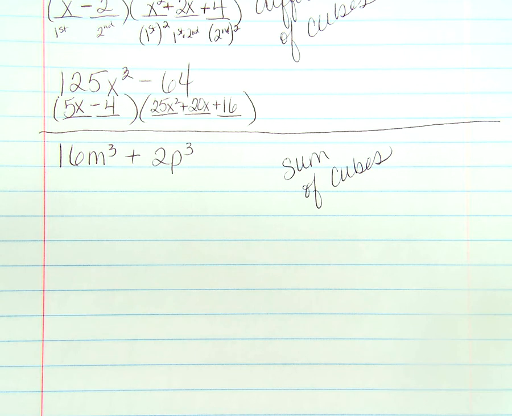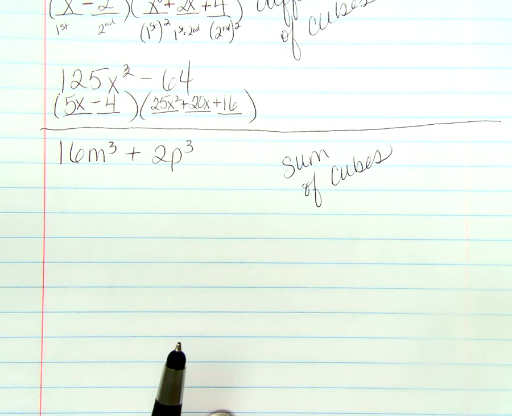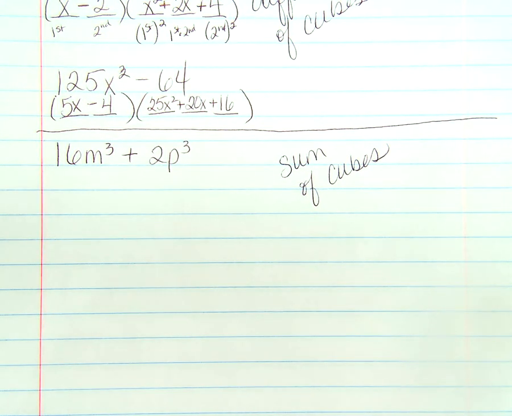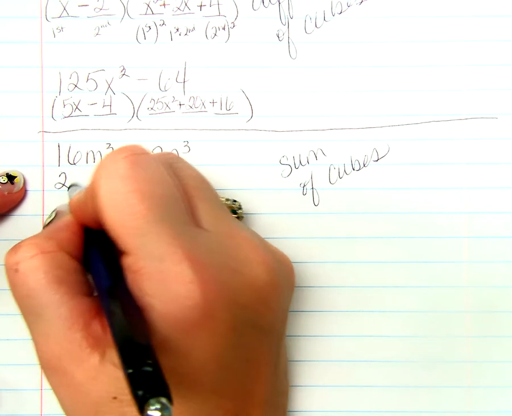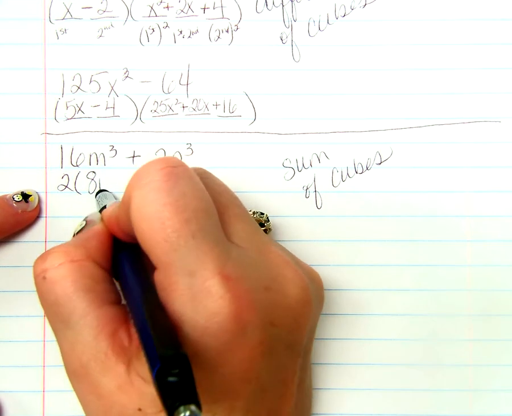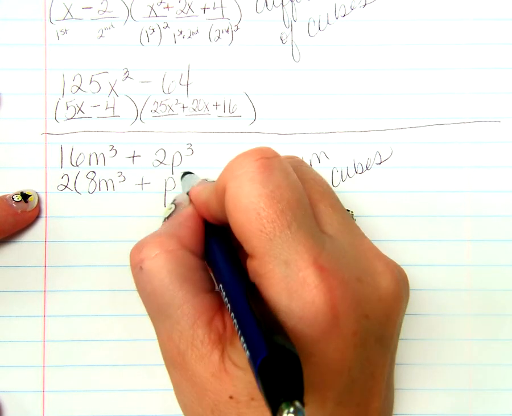But guys, is this the sum of cubes? Then tell me what times what equals 16? Nothing. What times what equals 2? Nothing. Oh, what did we forget to think about? GCF, right? Our greatest common factor. Does it have a greatest common factor? 2. Factor out a 2, what's left? 8m cubed plus p cubed. Very good.